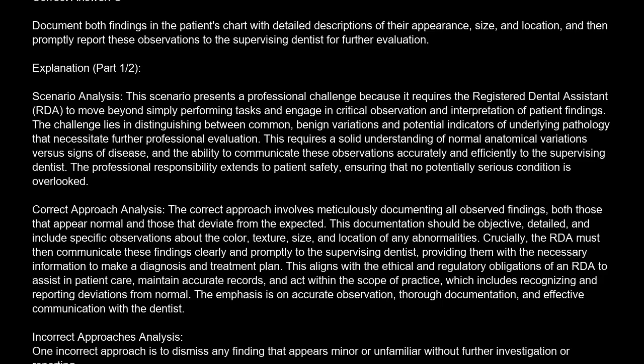The correct answer is C. Document both findings in the patient's chart with detailed descriptions of their appearance, size, and location, and then promptly report these observations to the supervising dentist for further evaluation.